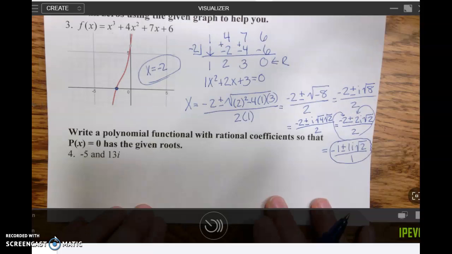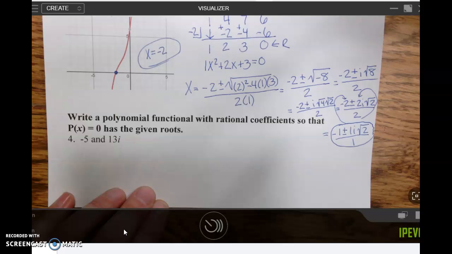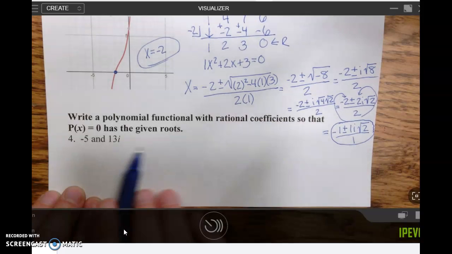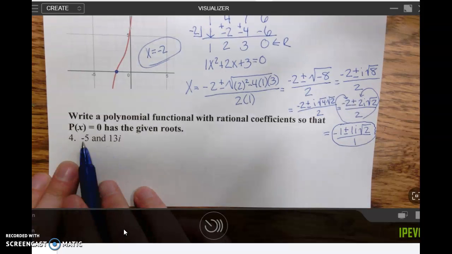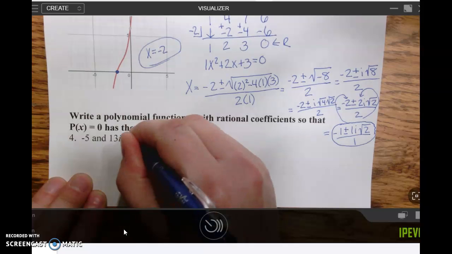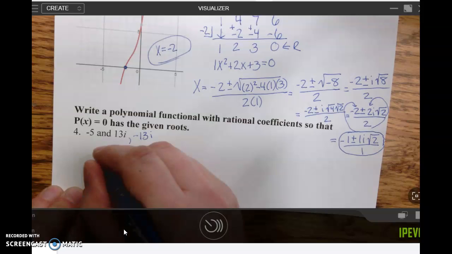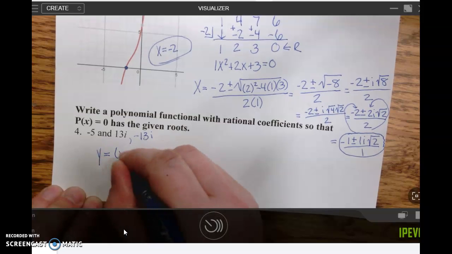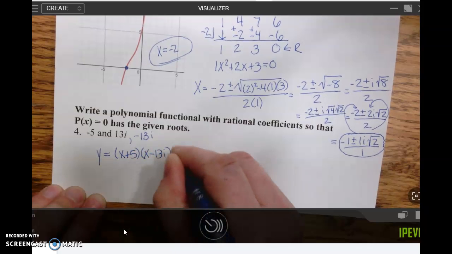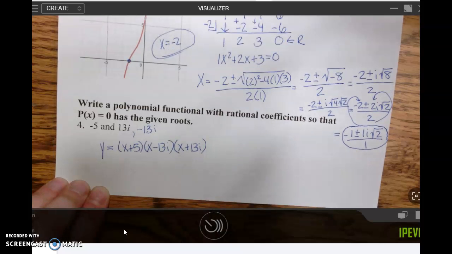Okay, and then last of all, number 4, this is review, just to get you ready for your upcoming quiz and test. If we have given roots or given zeros of negative 5 and 13i, remember imaginary numbers always come in pairs, so we need to remember to write negative 13i as well. So there's 3 zeros, so we should end up with a cubic. So we're going to have y equals in factored form x plus 5, x minus 13i, and x plus 13i. And we have to multiply the i parts together first.